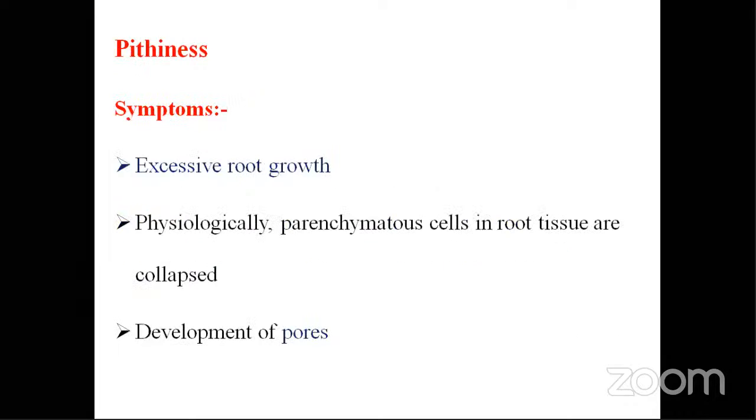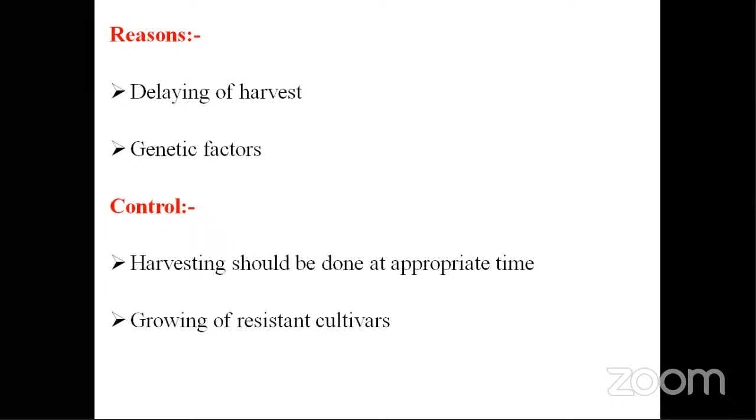Next, pithiness. Pithiness is excessive root growth, meaning it becomes fibrous in nature, where the parenchymatic cells in the root tissues generally collapse, because of which it becomes very fibrous and pores develop in it. The major reasons can be delayed harvesting and genetic factors. After maturity, if you are not harvesting and are leaving it like that, then all the parenchymatic cells will collapse, and then it goes to the next step, that is decomposing.